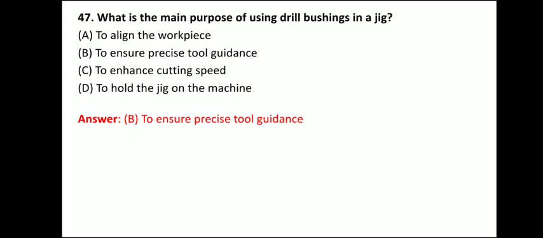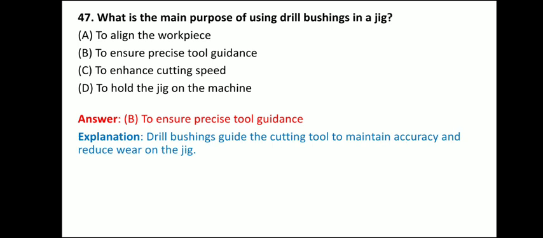So who is guiding that drill bit? Your bush, drill bush, they are guiding the tool. So the drill bushing guide the cutting tool to maintain accuracy and reduce wear on the jig.